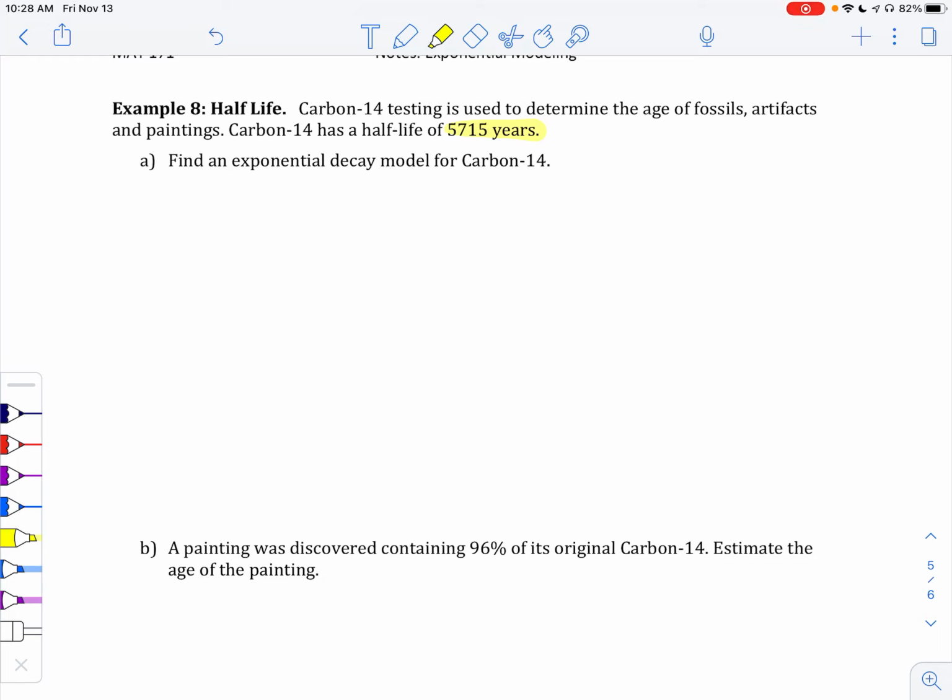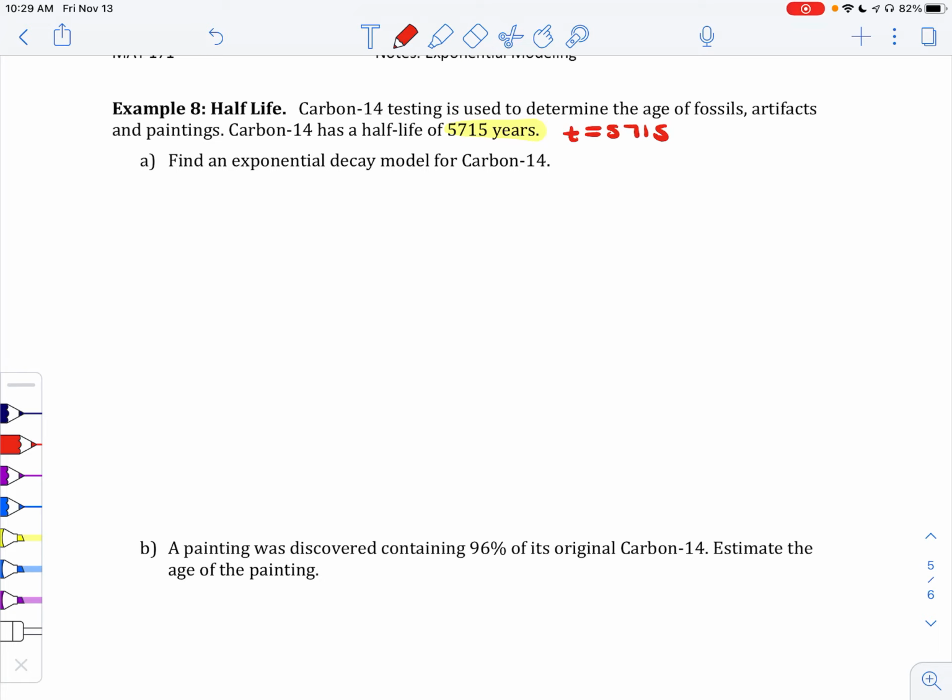Because carbon-14 is known to be unstable and it decays over time, you can use it to date things. So if you're an archaeologist and you find some sort of painting or some ancient pottery, you can use carbon dating to figure out how old it is, at least roughly. You can get an idea. So our half-life for this is 5,715 years, so that's going to be the time that we'll be using.